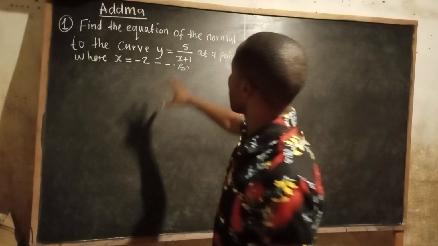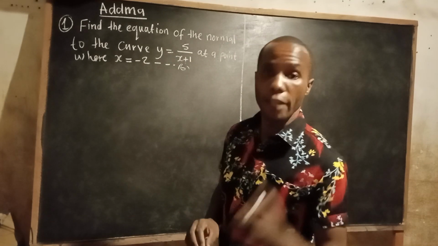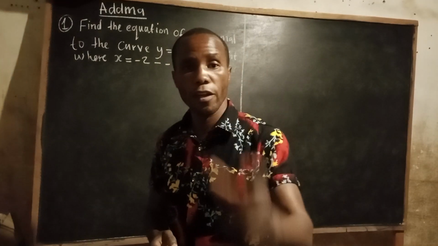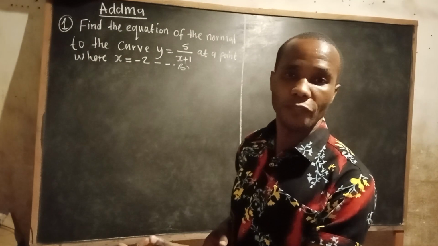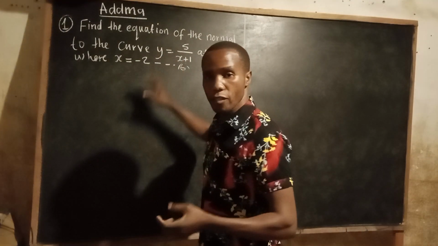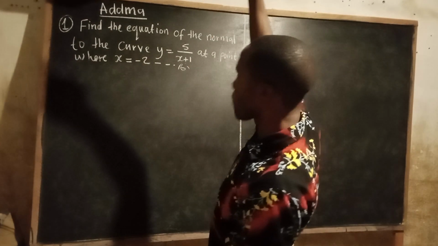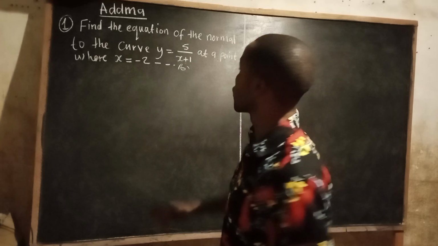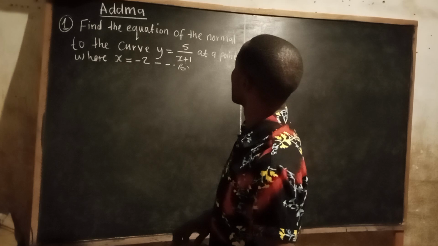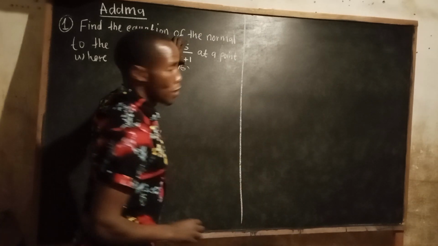So let us first find the gradient of this same curve that we are given, and thereafter we are going to find the equation of the normal. Remember, the equation of the normal is a straight line. We have a tangent line which is attached to the curve. Then there is another line which is perpendicular to the tangent line, and it's the one which is called the normal line. So it's the one that we are going to find.